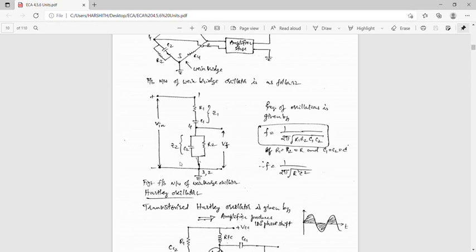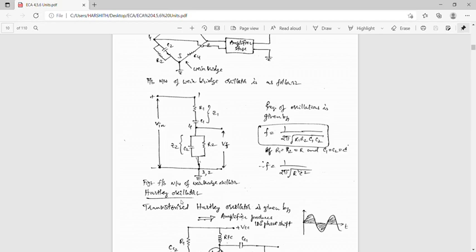And Z2 equals R2 parallel with C2. That means R2 parallel with 1 by j omega C2. We take the LCM, so R2 into 1 by j omega C2 divided by R2 plus 1 by j omega C2. Finally Z2 equals R2 by (1 plus j omega R2 C2).